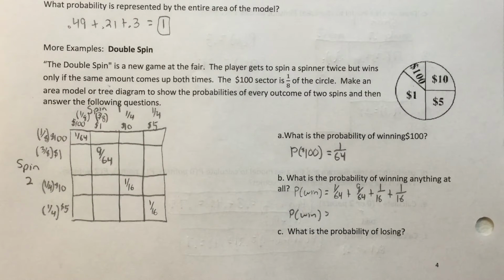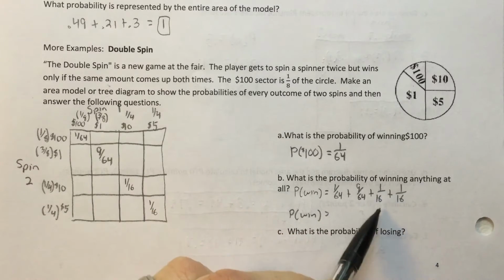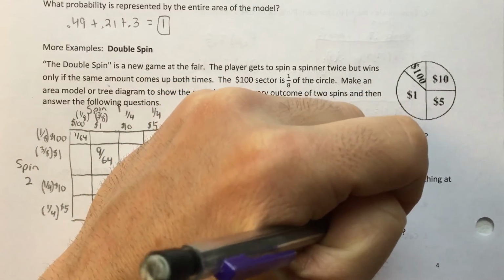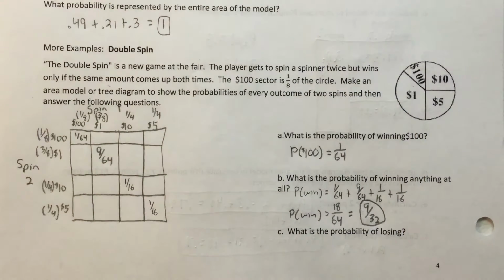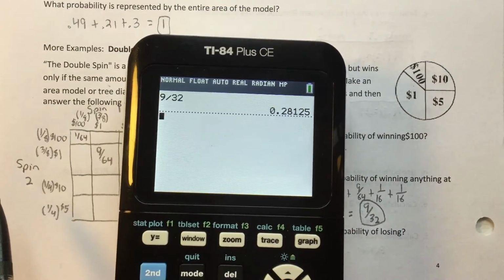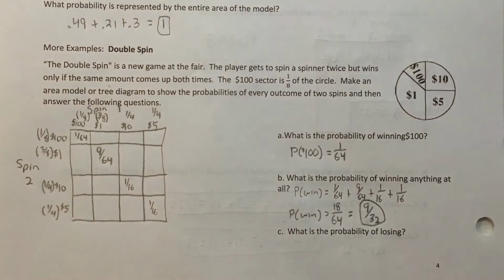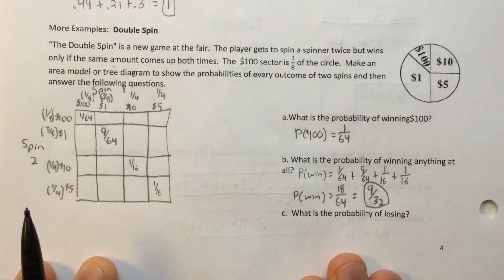So probability of me winning, and again, you could either type this in your calculator or you can get the common denominator for all these, which would be 64. It would be 18/64, because these would be 4/64s, or 9/32. Remember, probability can be written as a fraction, decimal, or a percent. So I'm just leaving it as a reduced fraction. If you wanted to do 9 divided by 32 in your calculator, you get 0.28125. You could put that in there, or you could say 28.125%. All acceptable answers.